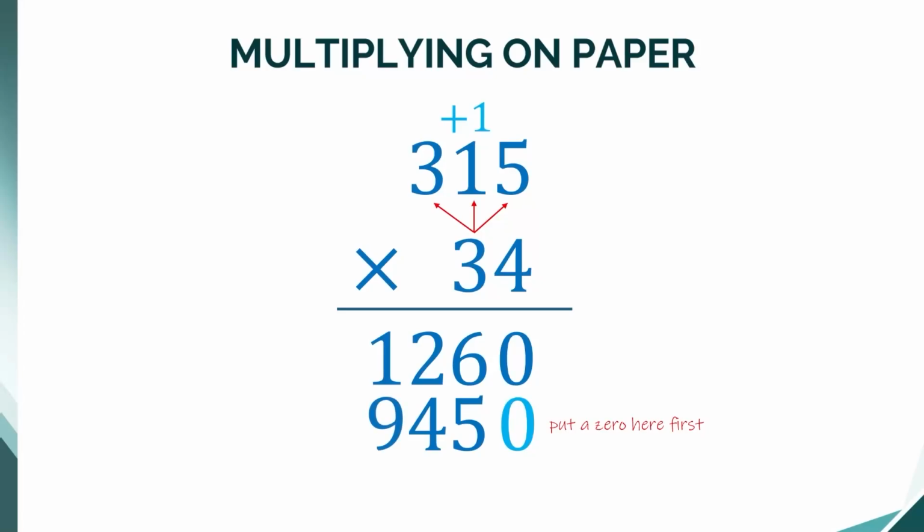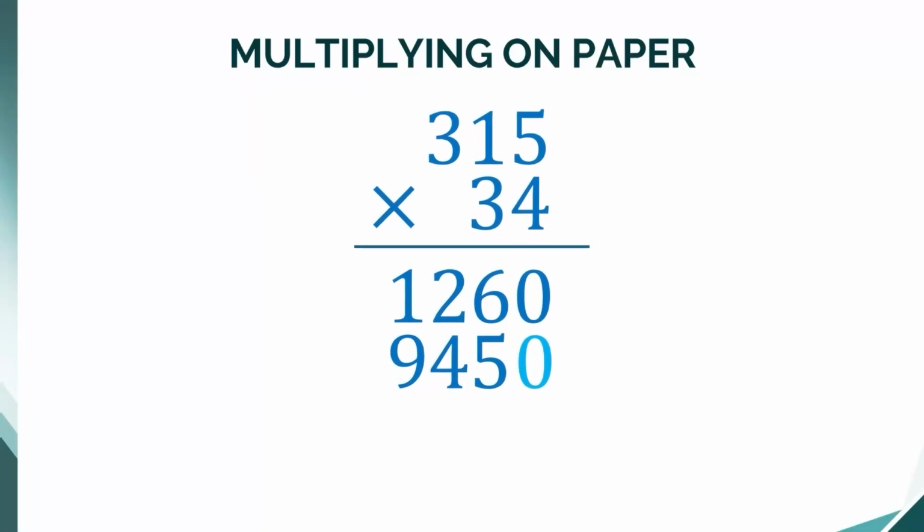And then once we have these 2 numbers below the line, 1260 and 9450, what we're going to do to those is add them together.